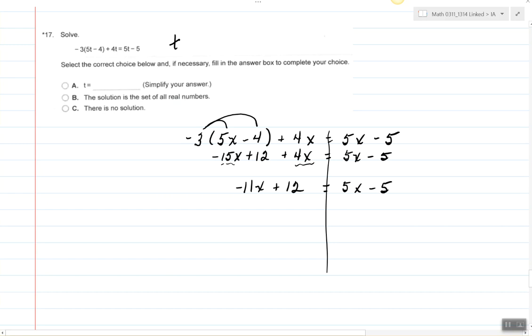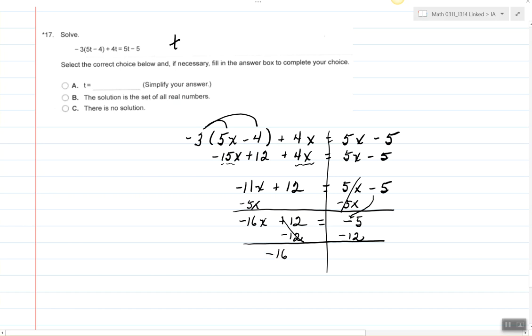Now, I have variables on both sides, so I choose to subtract 5x, subtract 5x. I have negative 16x plus 12 is equal to, that's gone, negative 5. Be real careful not to lose your sign. I'm going to now subtract 12 to get the constants over to the right side. I have negative 16x is equal to negative 17.